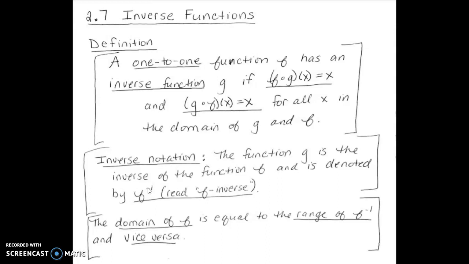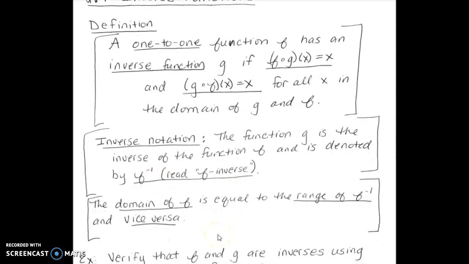When you attach a little -1 up high on a function as opposed to a number or a variable, we read that as f inverse. It has nothing to do with meaning the power -1. So anytime we see f with this little -1, that's denoting that f inverse is what we're talking about.